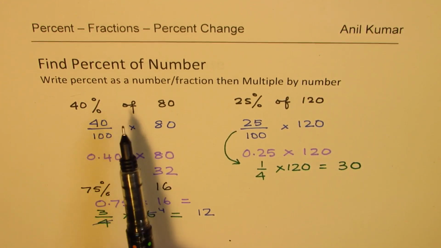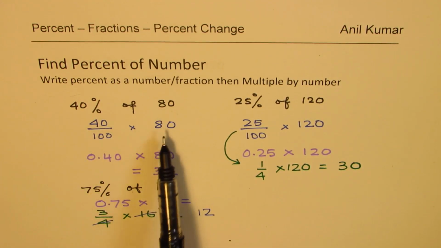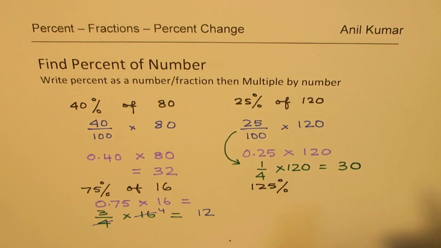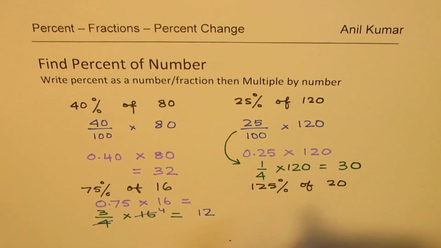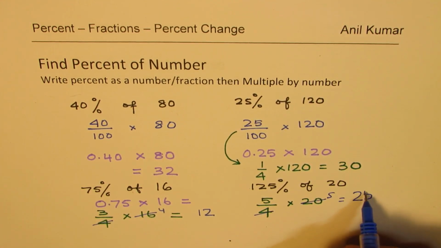When I say 40% of a number, it really means 40 over 100 times that number, right? As we were saying, we could also find 125% of some number, right? Let's say 125% of 20 is how much? Well, 125% we wrote as a fraction as 5 over 4. Do you recall? So I'll prefer this to work with fractions. Of means times 20, right? Now you could really simplify this, and then you get 4 times 5, and the answer is 25.